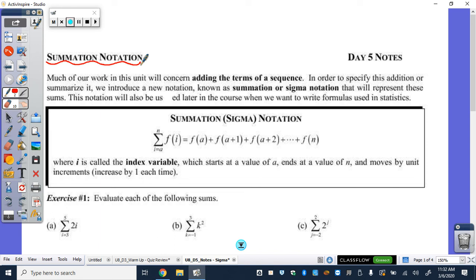So this little funky E guy here, that is called a sigma. That is a Greek letter. That is the sigma letter. That just is what we use to stand for summation.